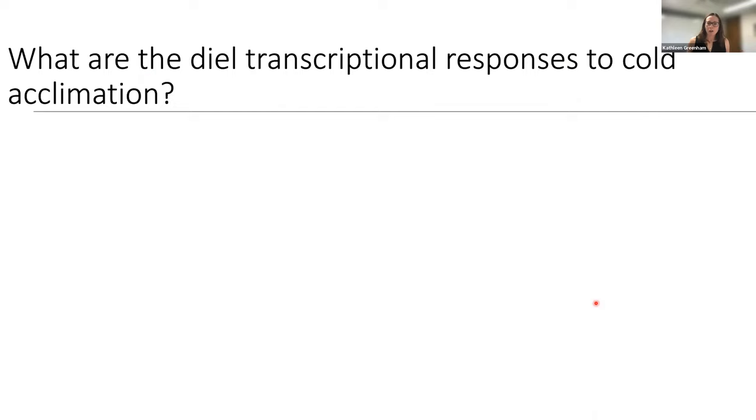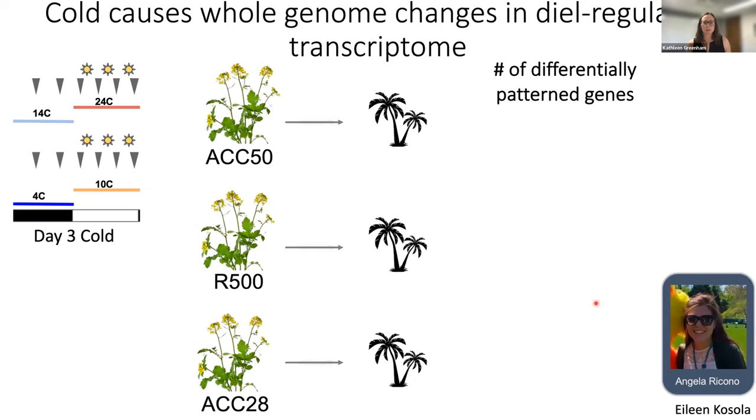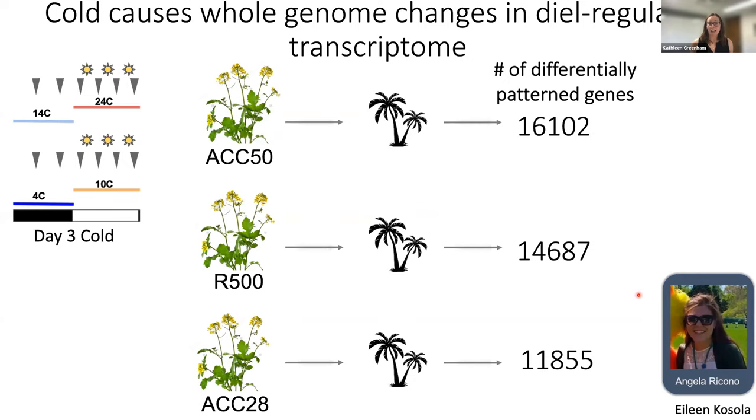Do we see certain signatures or expression patterns that are unique to ACC28? This is work done by a graduate student in the lab, Angela Rocono, and a former undergrad, Eileen Casolo. They took those 3 accessions, those data sets that I described, and ran them through DIPOM to ask how many genes are changing in expression pattern in response to cold. And what they found was between 12 to 16,000 genes are changing. So remember, this is capturing that full 24-hour period. We really see large rewiring of this transcriptional network in response to cold.